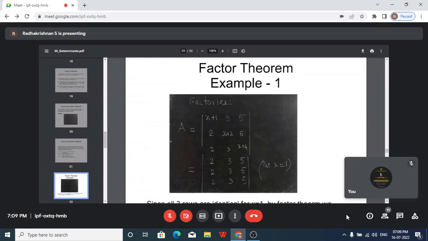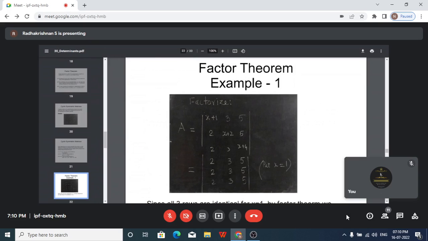இப்போ இந்த மாதிரி ஒரு டிட்டர்மினன்ட் இருக்கு: x plus 1, 3, 5; 2, x plus 2, 5; 2, 3, x plus 4. இப்போ we have to see எப்படி நம்ம ரெண்டு ரோவை ஈக்குவலா பண்ண முடியும் அப்படிதான் நம்ம பார்க்கணும் இல்லையா. x plus 1 இருக்கு, இங்க 2 இருக்கு, உடனே நம்ம x equal to 1 ன்னு போட்டா okay it becomes equal இல்லையா. So that's what we should try. So you put x equal to 1, immediately it becomes 2 3 5, 2 3 5, 2 3 5. So all the three rows become identical when you put x equal to 1.